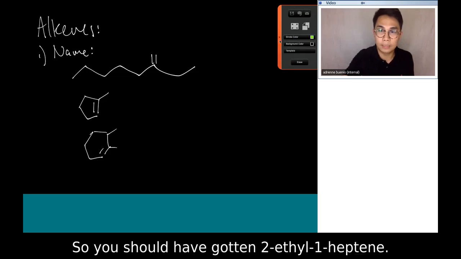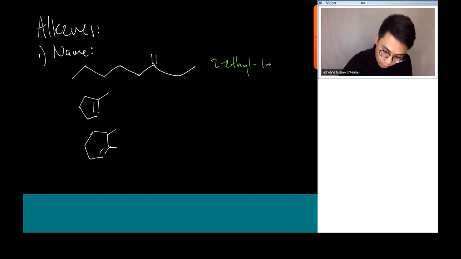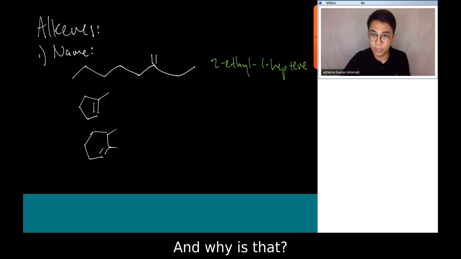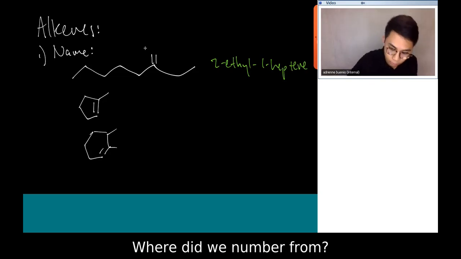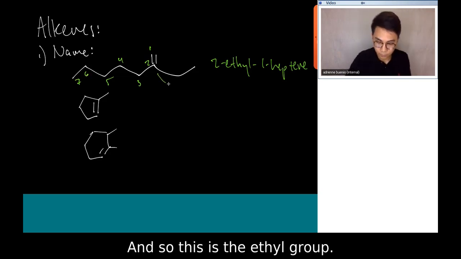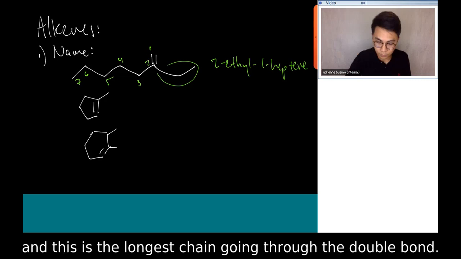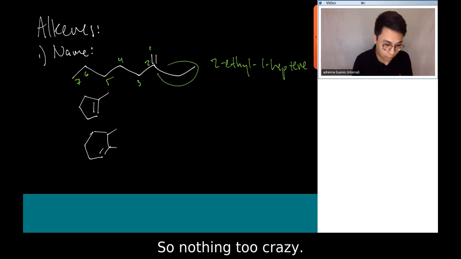Okay, so you should have gotten ethyl 1-heptene. And why is that? Where did we number from? 1, 2, 3, 4, 5, 6, 7, right? And so this is the ethyl group. And again, we want to go through that double bond, and this is the longest chain going through the double bond, right? So nothing too crazy.